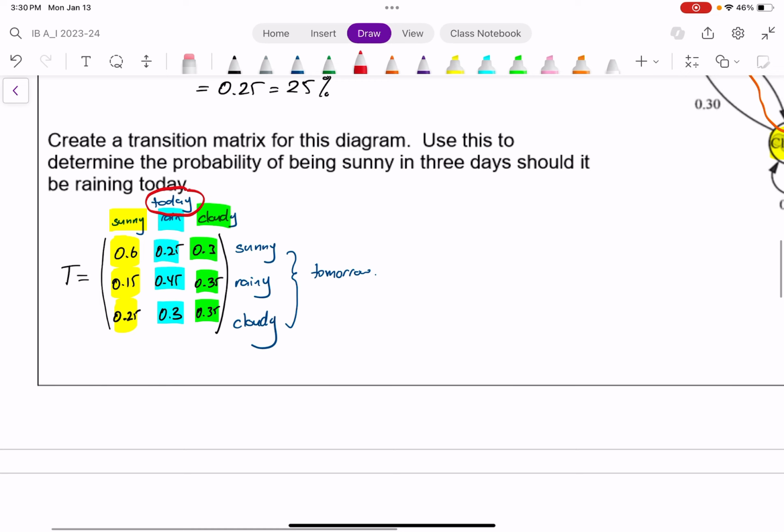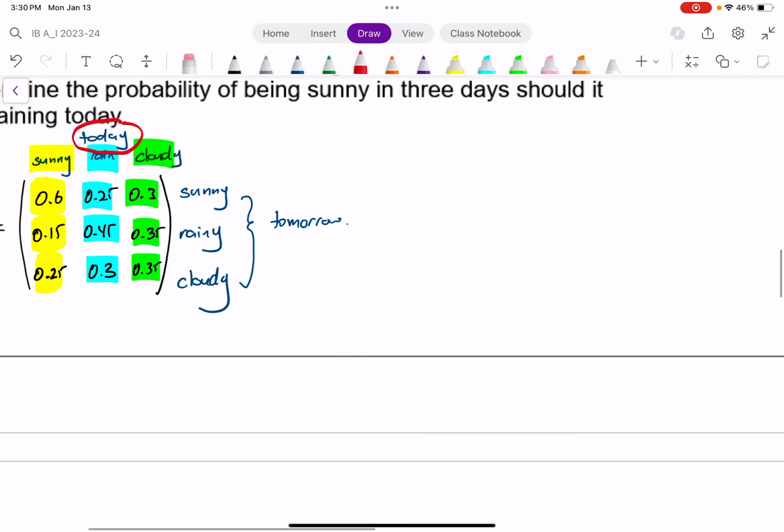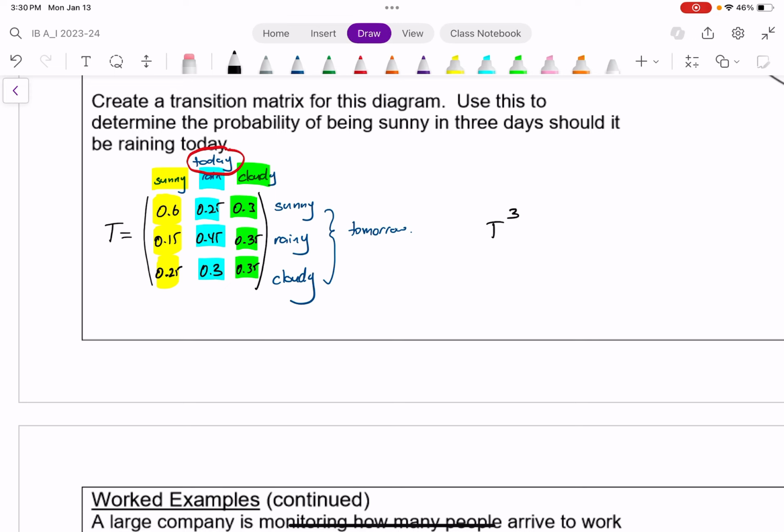All right, I'll call this matrix T. And so I've created the first part. I want to use this now to determine the probability of it being sunny 3 days from now, should it be raining today. And so I can actually find this out quickly if I just take this matrix and raise it to the power of 3, which on a GDC I can do very, very quickly.